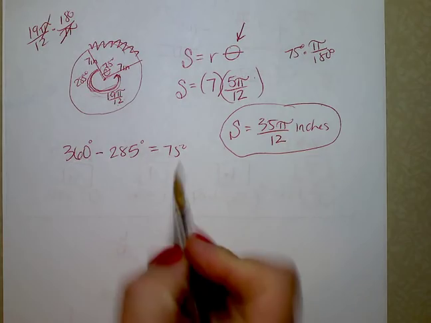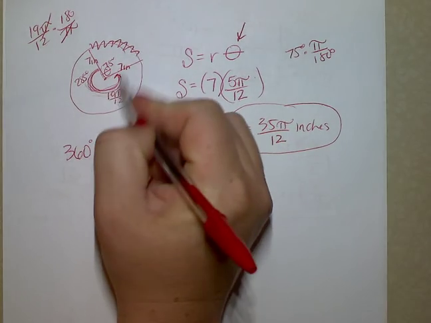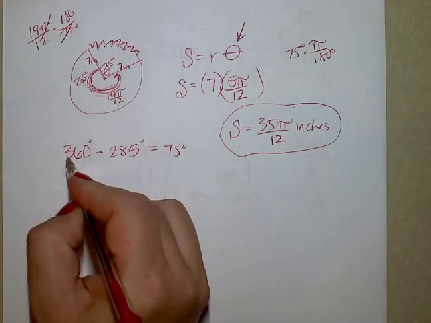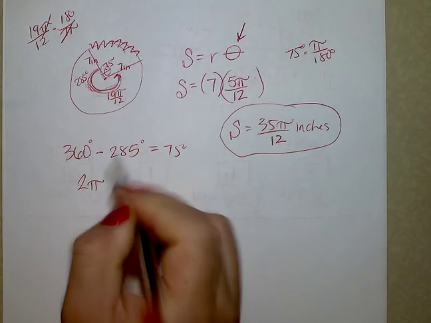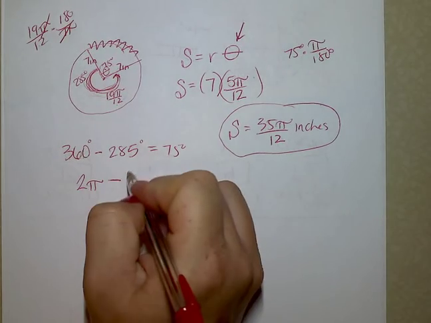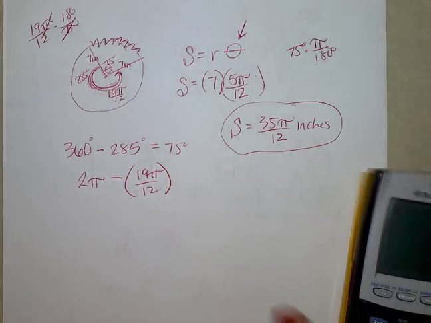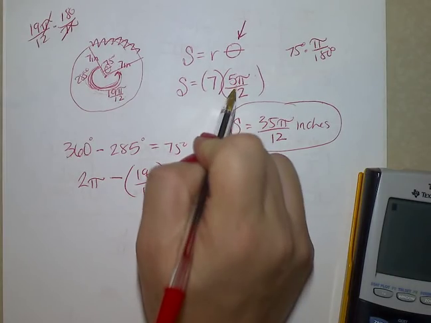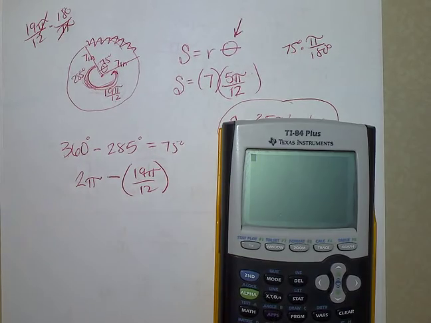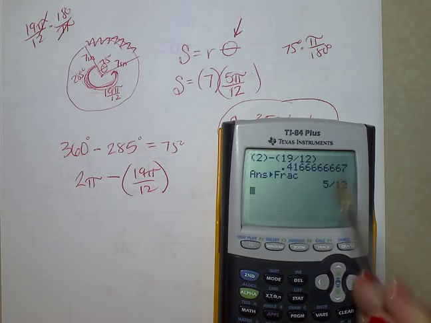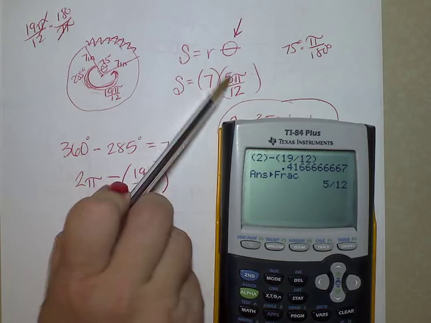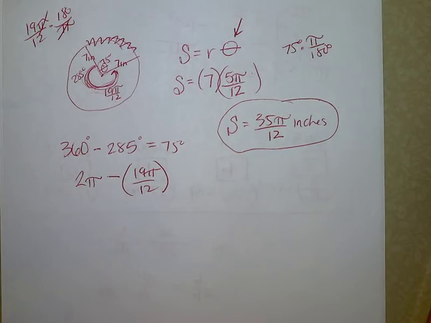What is a quicker way to do this if you did not want to convert this into degrees and then subtract? Notice that 360 is the same as 2 pi. So I could take 2 pi and subtract 19 pi over 12. When you plug it into your calculator, this is an alternative way to come up with this answer a little bit faster. Forget about the pi. 2 subtract 19 divided by 12. Get an answer, put it back into a fraction, and attach a pi on top, 5 pi over 12. Okay, questions? Go ahead, Jasmine.